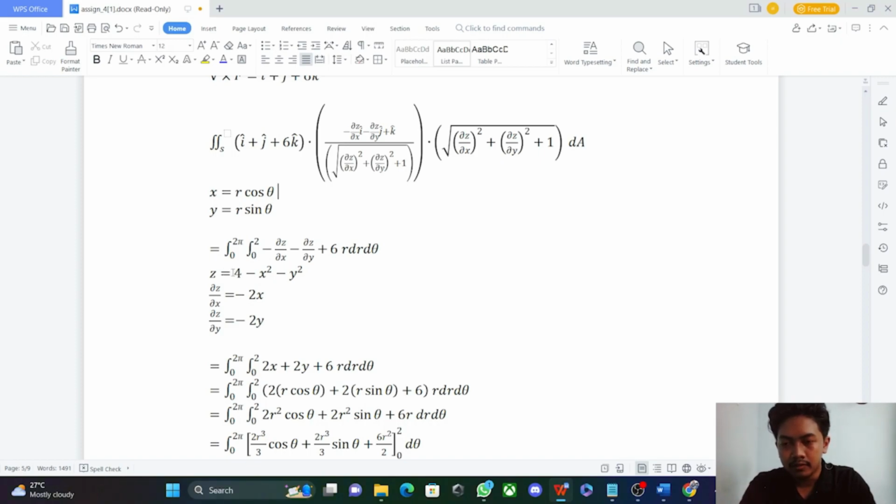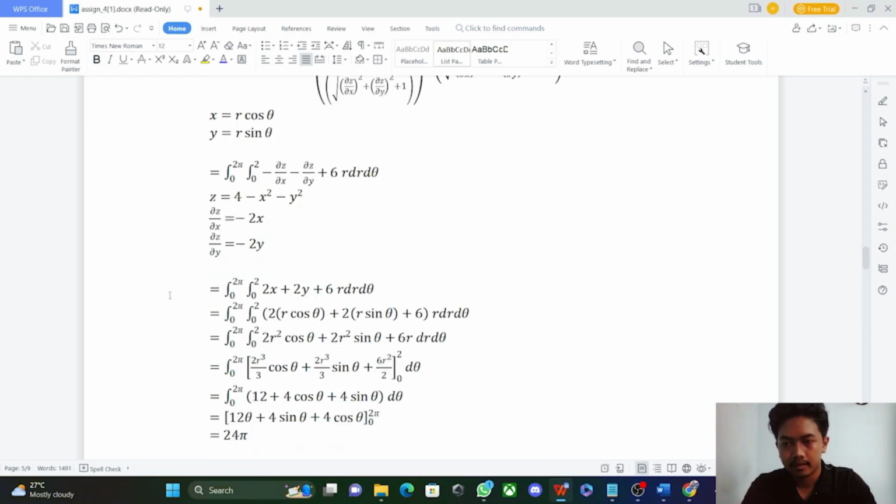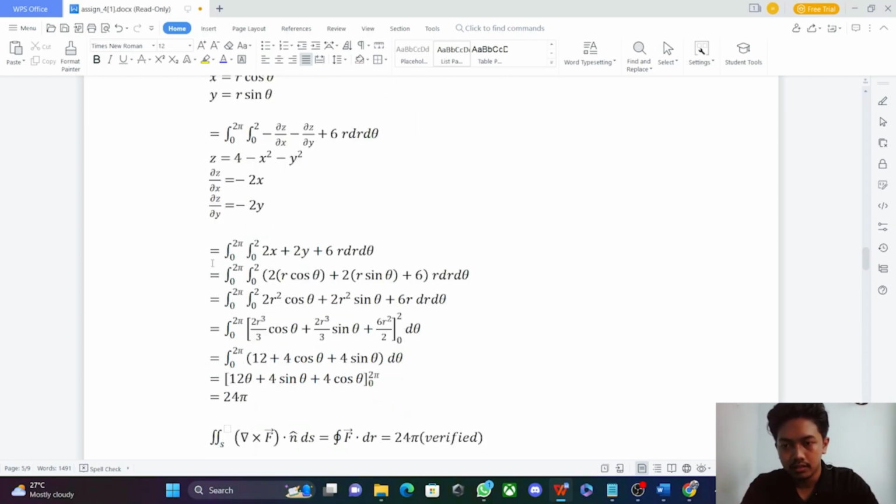Z is equal to 4 minus x squared minus y squared. As we know, dz over dx equals negative 2x, and then dz over dy equals negative 2y. So we put negative 2x and negative 2y into their respective equation, and we got the integral from 0 to 2 pi and the integral from 0 to 2 of (2x plus 2y plus 6) r dr d theta.